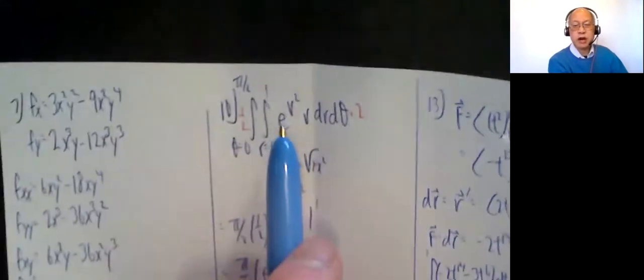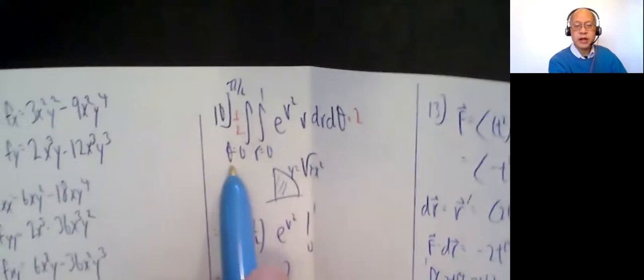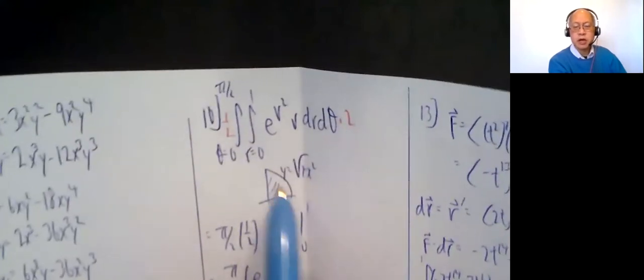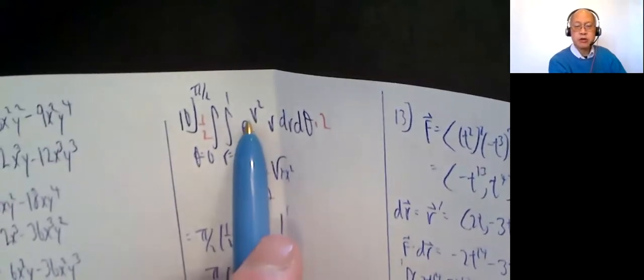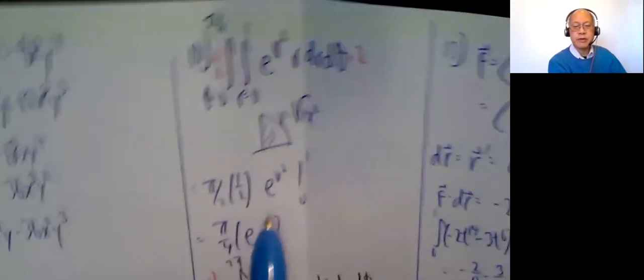Number 10. e to the x squared plus y squared is e to the r squared, r dr d theta. r goes from 0 to 1, theta goes from 0 to pi over 2. Here's the picture. And multiply by 2, multiply by half. So a u substitution, u would be r squared, du is 2r dr. So I can go straight to the next step of being e to the r squared.